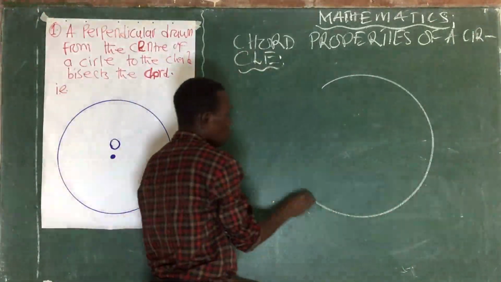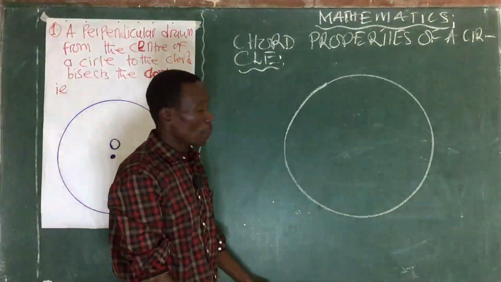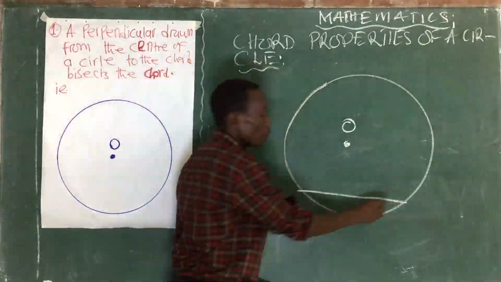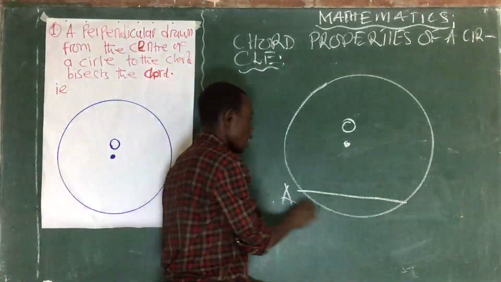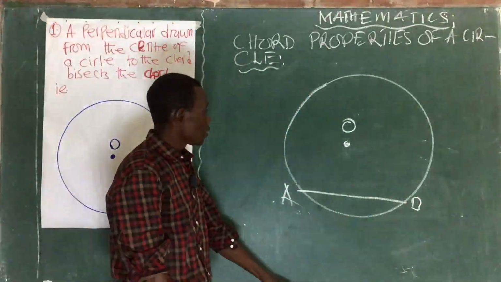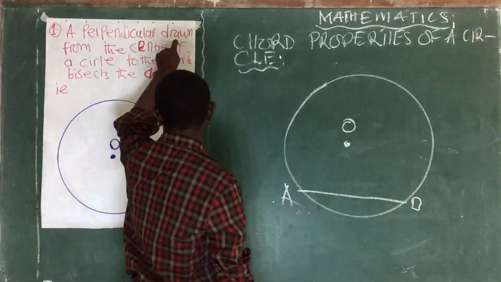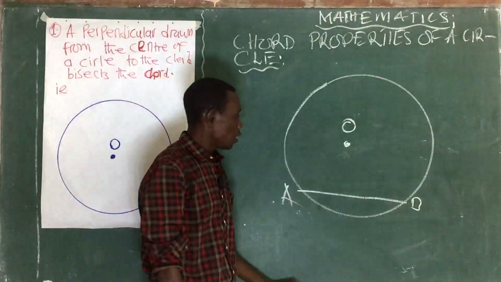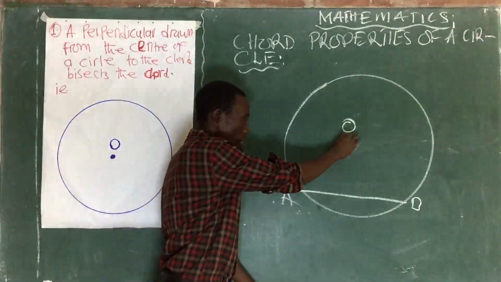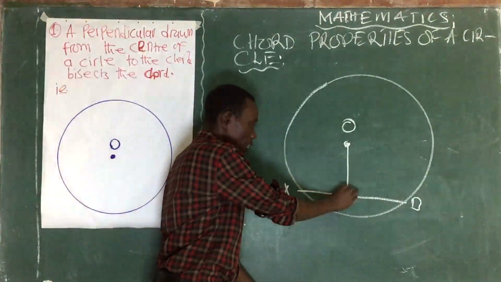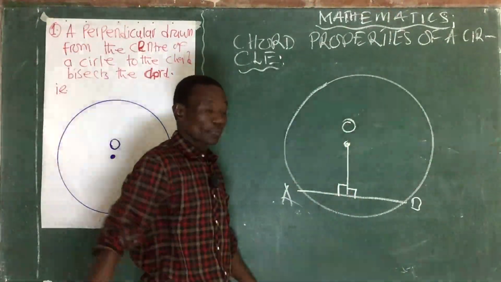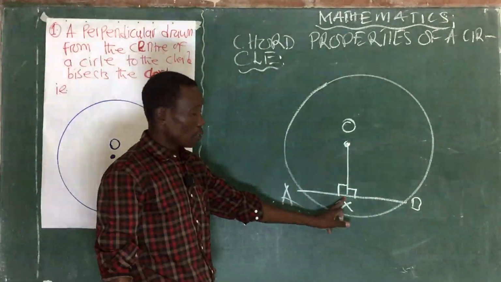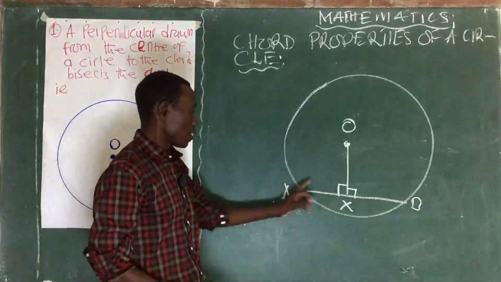I have got a circle like this one here. And this is my center O. And here is the chord like this one. I name it chord AB. Right? So if you talk of a perpendicular drawn from the center of the circle to the chord, we're referring to a line, which is the distance from the center to the chord. That line is perpendicular to the chord, like that. Line OX. This line OX will always bisect the chord.